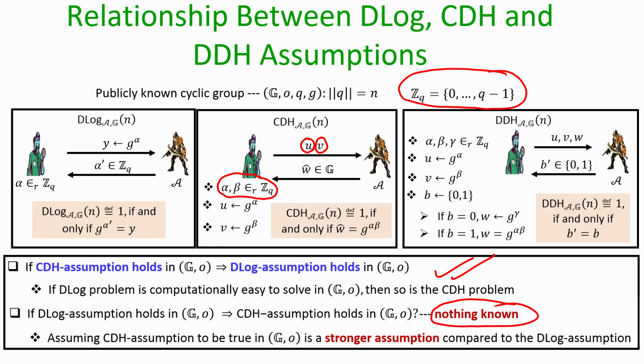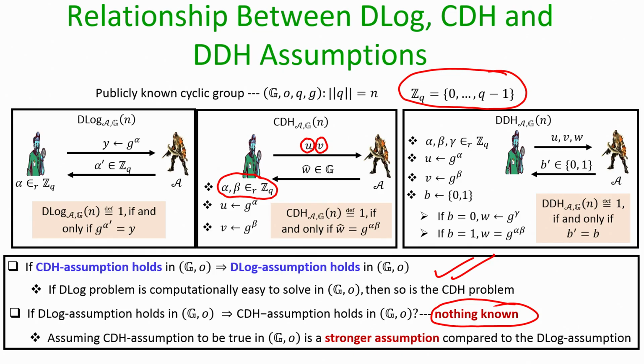The reason for this is that if you see the description of the CDH experiment, the goal of the adversary is to compute g to the power alpha times beta, where it does not know alpha and beta. One way of computing g to the power alpha times beta could be to compute alpha from u and beta from v, namely solving the discrete log problem.